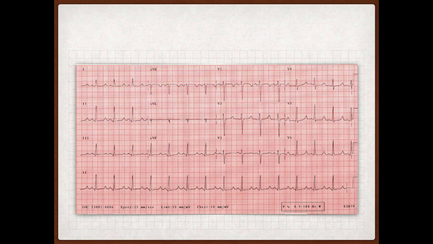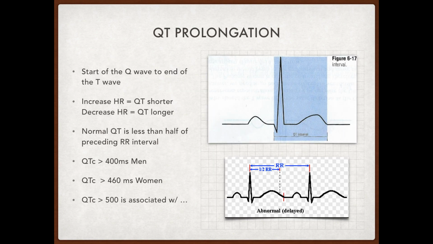All right, anybody want to guess this one? Prolonged QT, good. So here your QT is long. Your QT here is 0.44 to 0.48 seconds. For QT prolongation, you want to make sure that you measure from the beginning of the Q wave all the way to the end of the T wave. If you have biphasic T waves, you want to measure all the way to the end of the T wave.